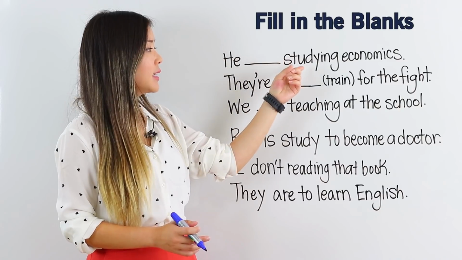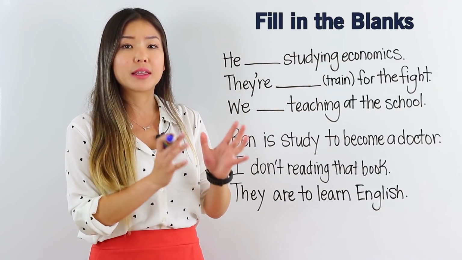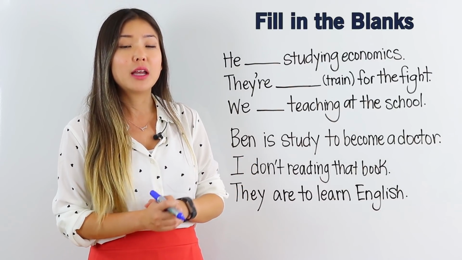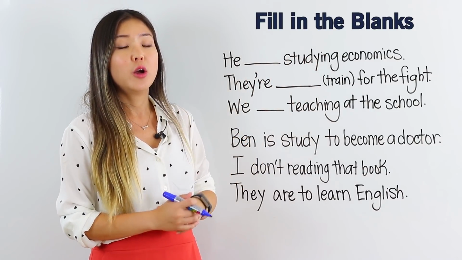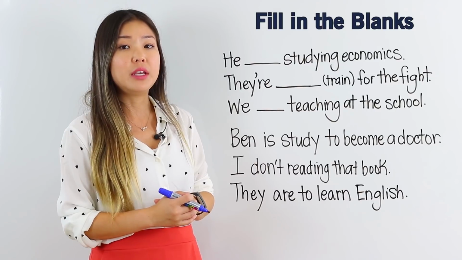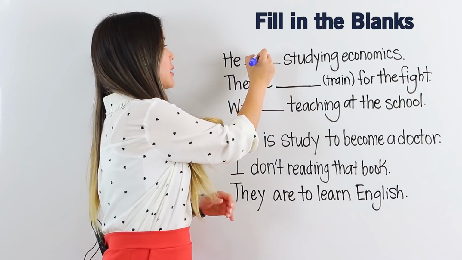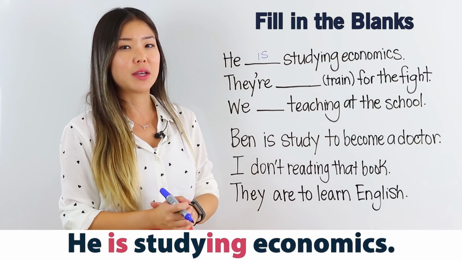He blank studying economics. Remember, for this tense, we take the subject, a be verb, and then verb ing. Here, we already have the verb ing, studying. So, what are we missing? The be verb. The correct be verb for the subject he is. So, he is studying economics.